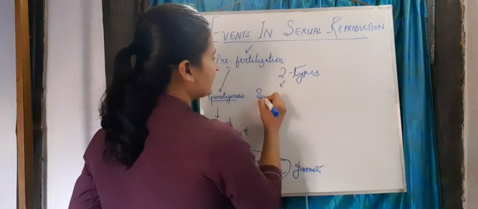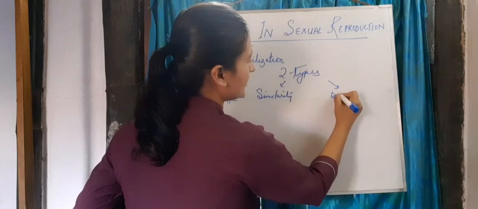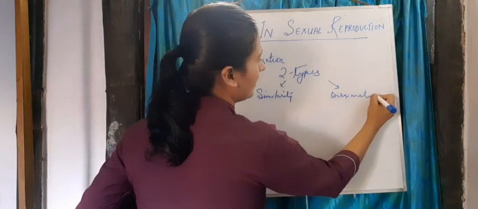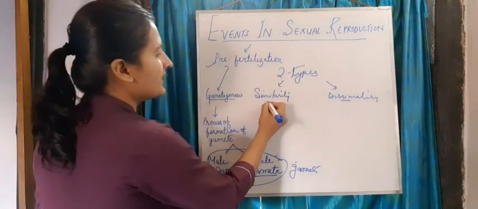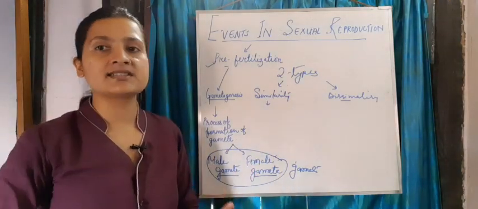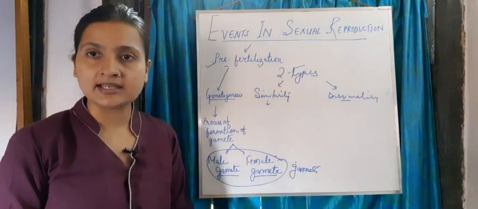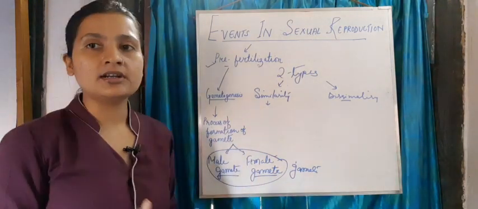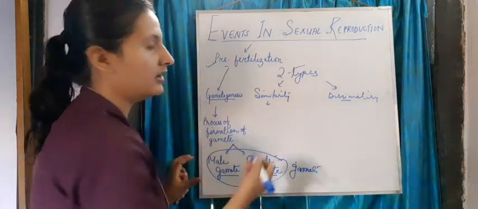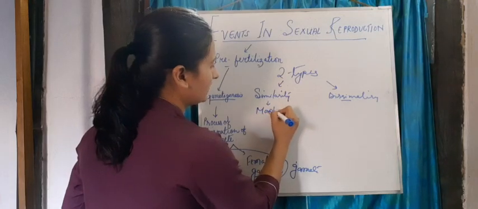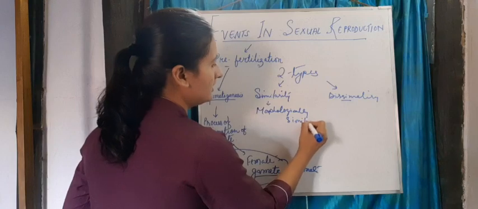Based on similarity and based on dissimilarity, or you can say difference in their appearance. Based on similarity, there is one type of gamete where both male and female gametes look similar. They are morphologically similar, so you can write morphologically similar.